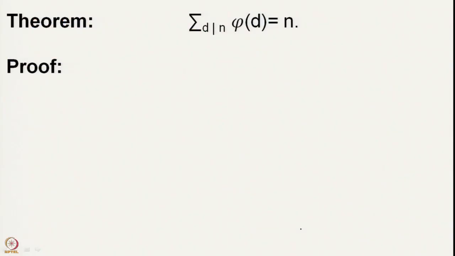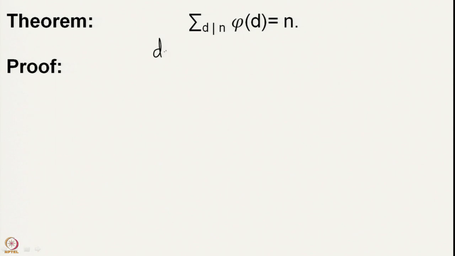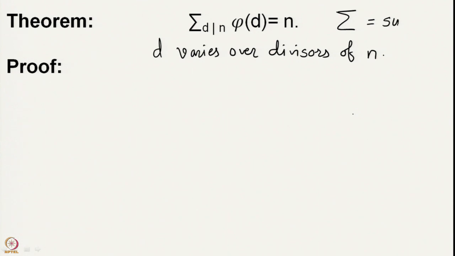But to begin with, there is one very nice relation between the Euler phi function and the number n. This is one very basic and very standard result which we are going to state and prove. The result says that when you are taking the summation of phi d, where d varies over divisors of a particular number n, then the answer you get is equal to n. So, here d varies over divisors of n, and this symbol denotes a sum. So, we are taking the summation of phi d, where d divides n, and the answer is indeed equal to n.